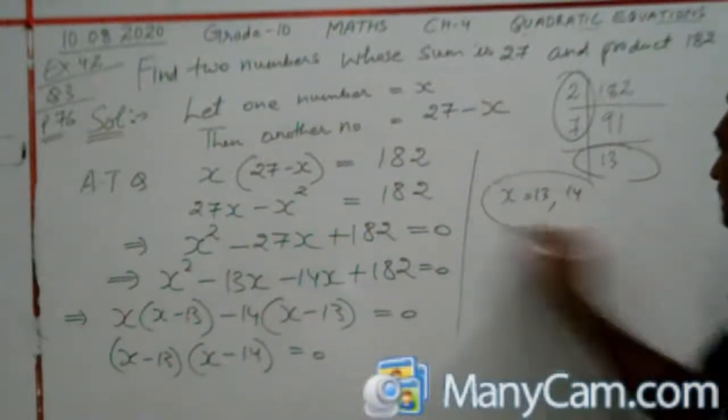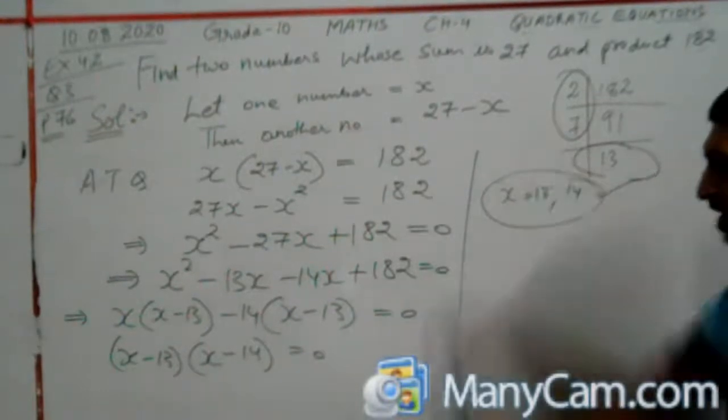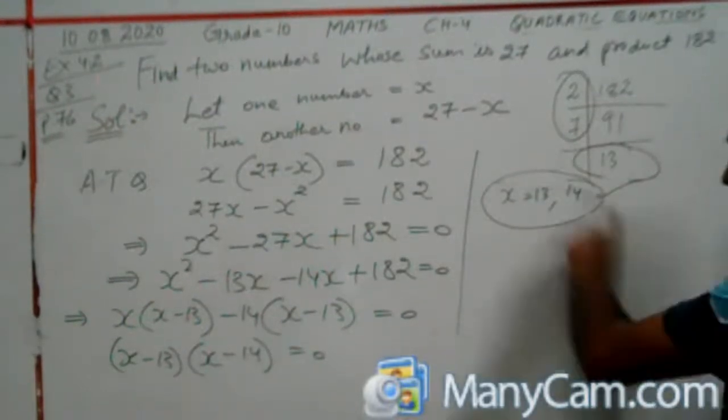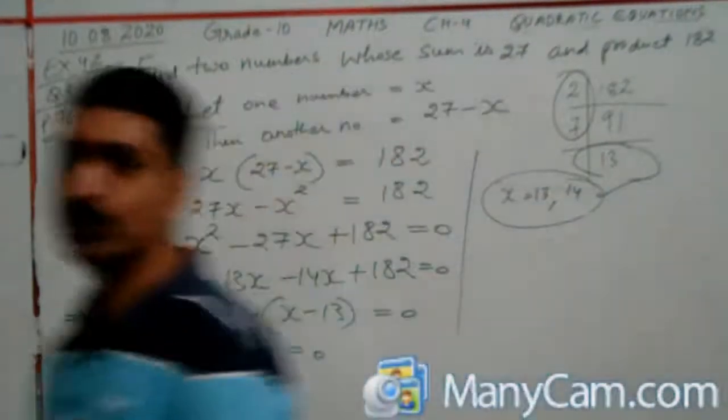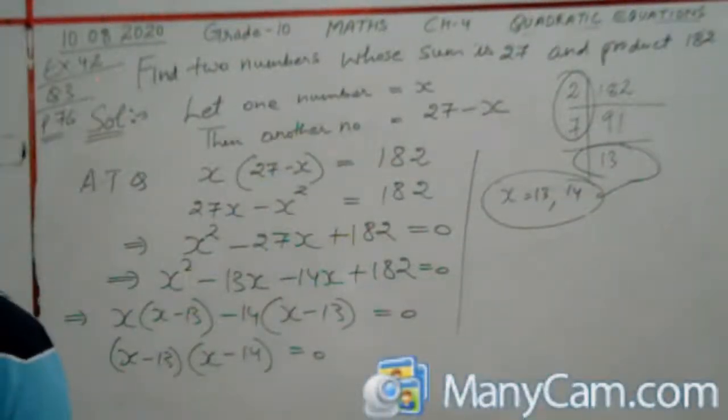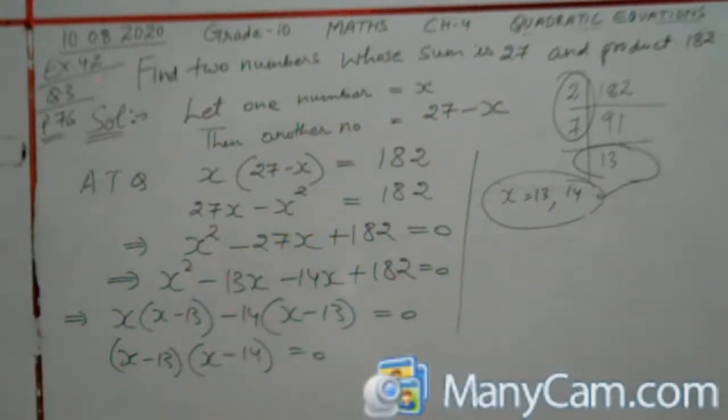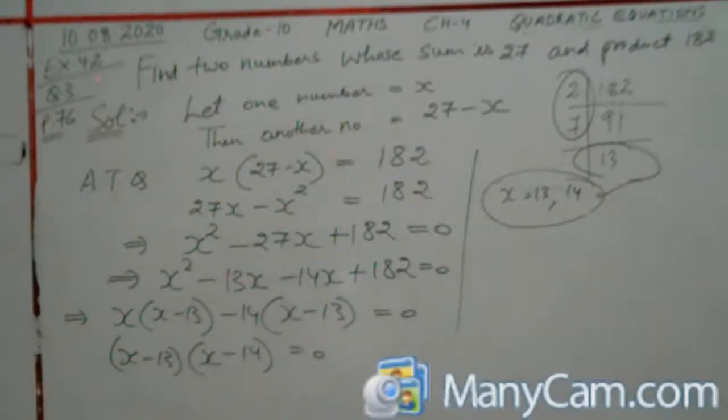So one number is 13, another is 14. If one is 14, the other is 27 minus x. So both are right values for this question. Similarly, you can go ahead with questions number 4, 5, 6.